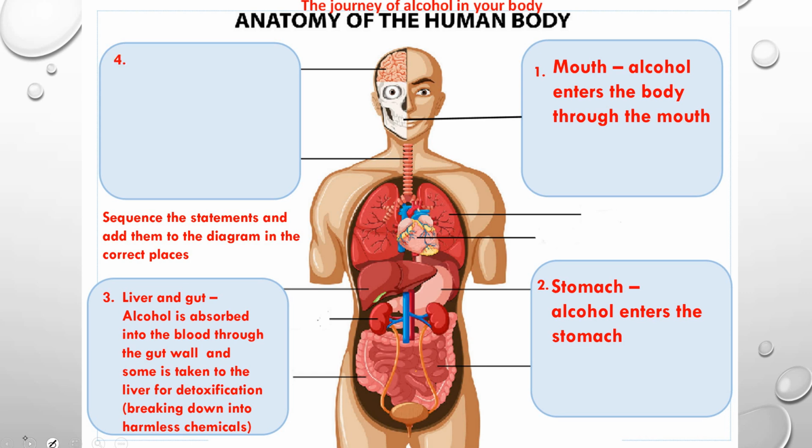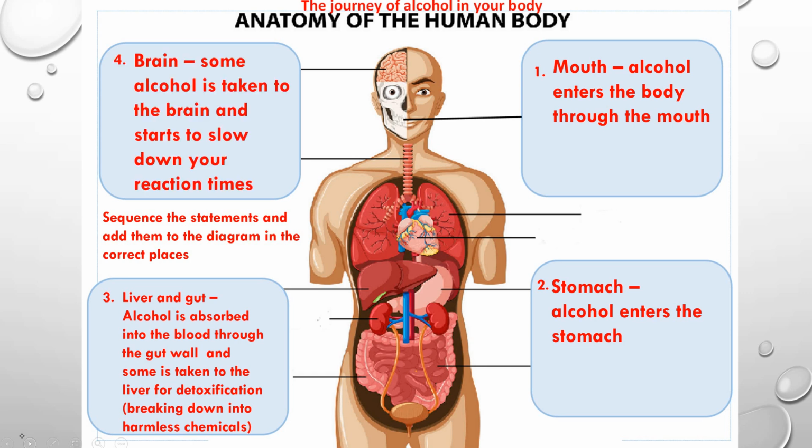And then finally, it goes to the brain, because once it's in the bloodstream, it will be able to travel all around the body and particularly go to the brain, where it starts to slow down your reaction times. So pause the video, make sure you've added those labels to your diagram.